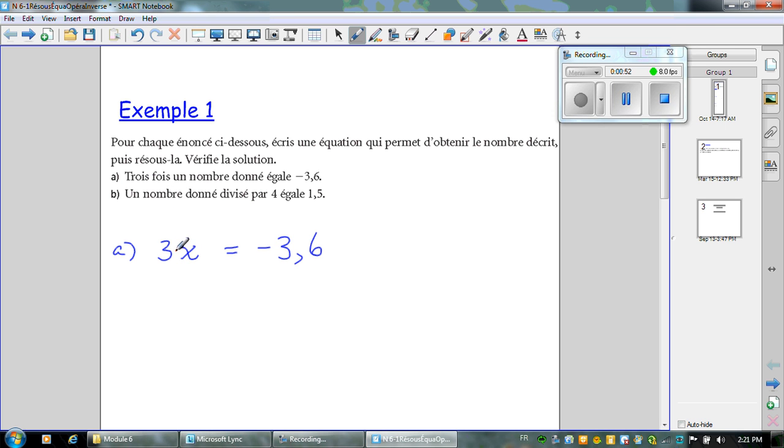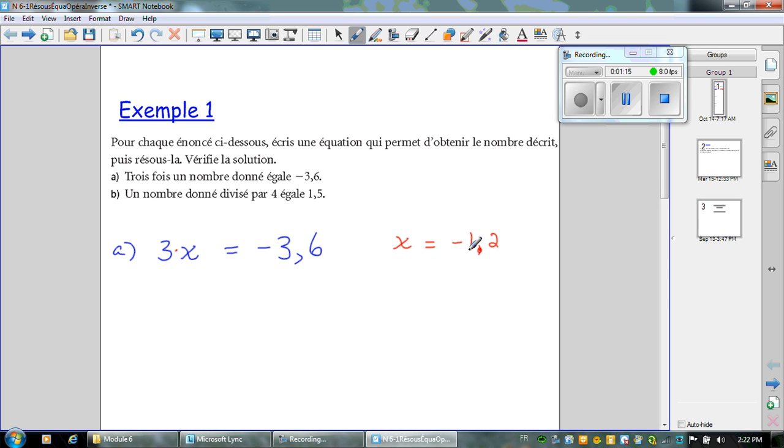So 3 times what number equals negative 3 and 6 tenths? Well, if you think about it, you could probably do this in your head and get the answer, which is x equals negative 1 and 2 tenths. But if you can't get this number in your head, that's okay.